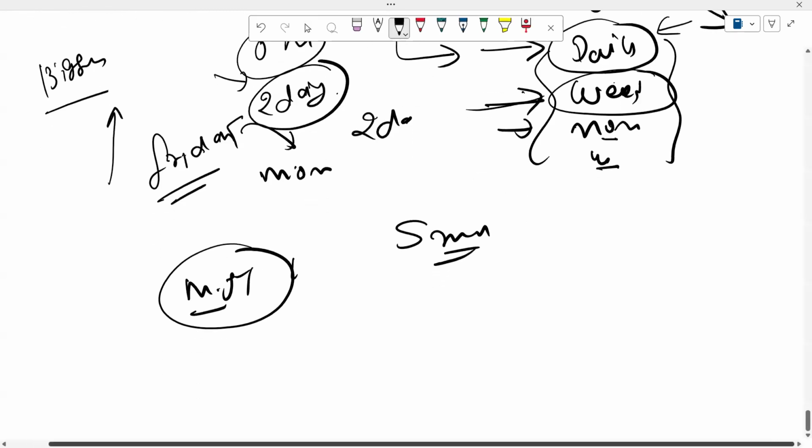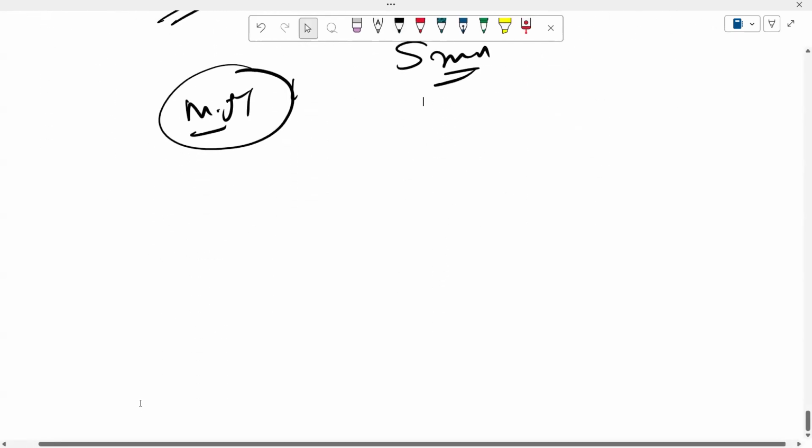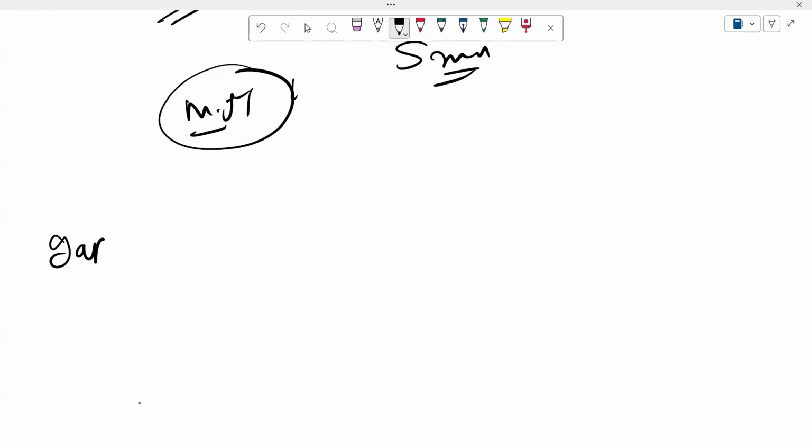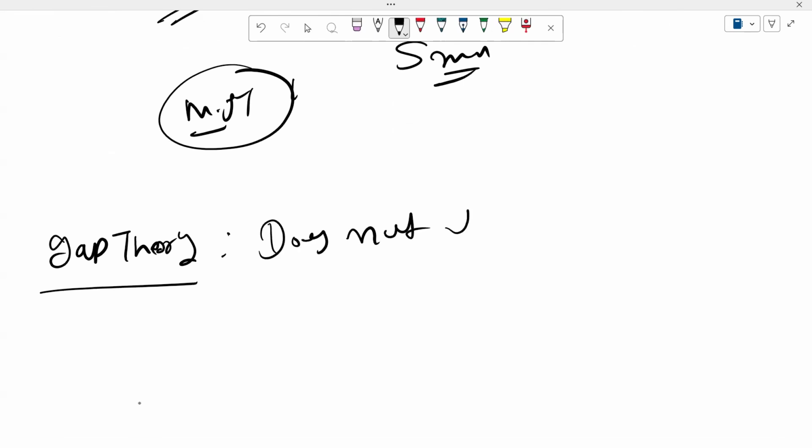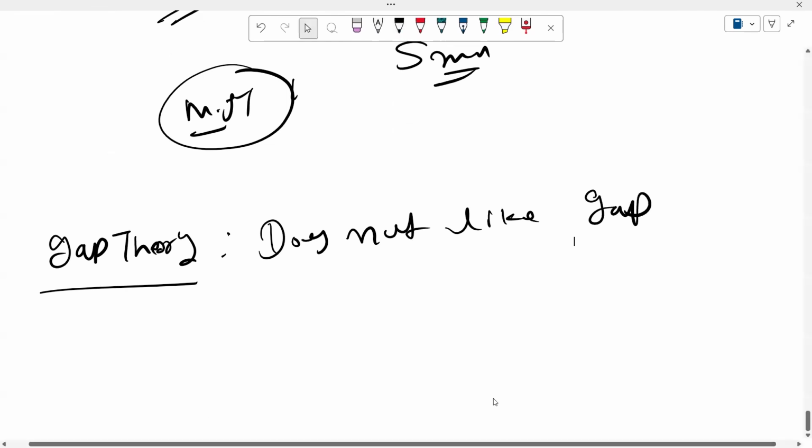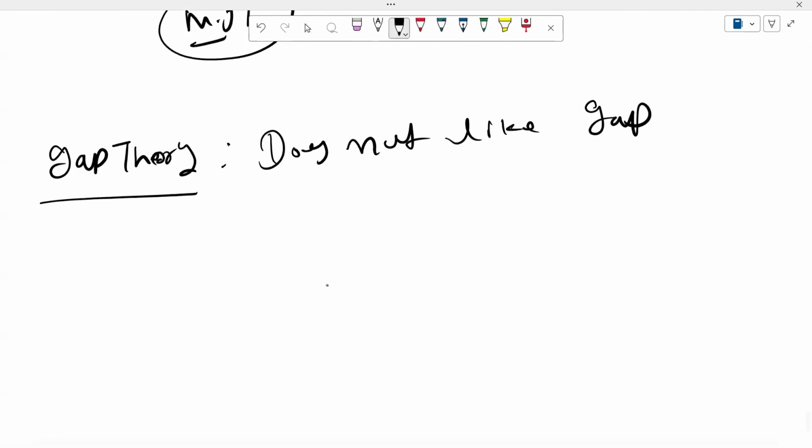And I also want to explain just the gap theory. You asked me about the gaps also. Just remember, this is the gap theory, and it says the market doesn't like a gap. Market does not like gaps. If there is a gap pending in the market, sooner or later it will be filled.